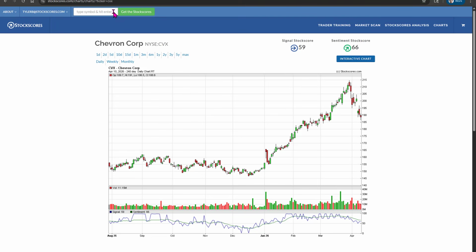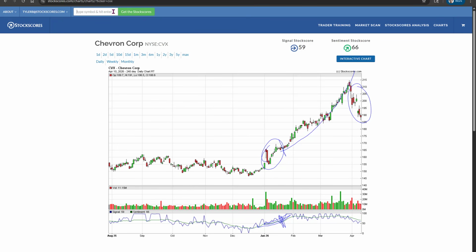CVX is one of the better performers on the Dow 30 the last little while. And you can see it started to really make its move right in here, and notice that the stock score started to ramp up there. By the time we're at about 60, which is right about here, the trend has a nice run, and then only recently has it broken down.